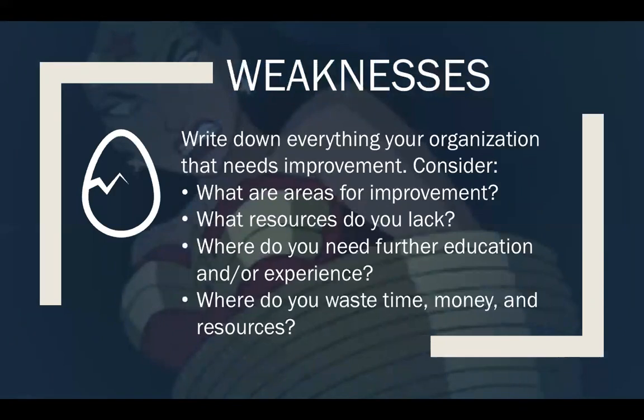Write down everything in your organization that needs improvement, and consider the following. What are the areas for improvement? What resources do you lack? Where do you need further education and or experience? And this one is pretty important. Where do you waste time, money, or resources? Really important to think about that waste, because that's low-hanging fruit. That's stuff you can eliminate right away.